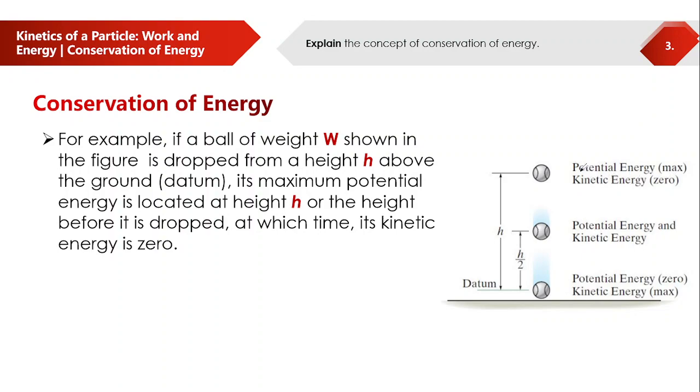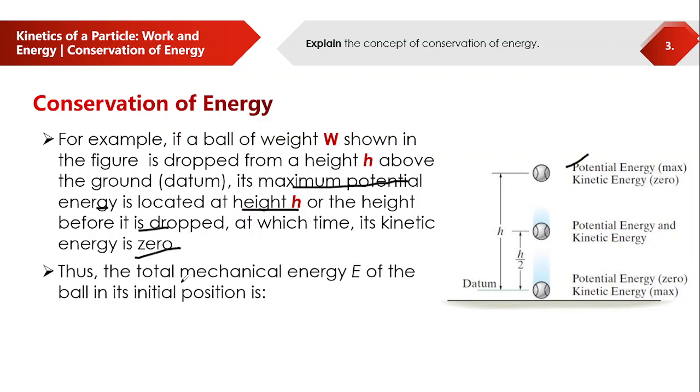So, sinabi dito, yung potential energy is at maximum, tsaka yung kinetic energy mo, since at rest sa pag-drop mo, hindi pa siya nag-move prior to dropping, no? So, wala siyang velocity, therefore wala siyang kinetic energy. Okay? So, kinetic energy is zero. But the potential energy is at maximum. Okay, so maximum potential energy is located at the height h, or the height before it is dropped, at which time the kinetic energy is zero.